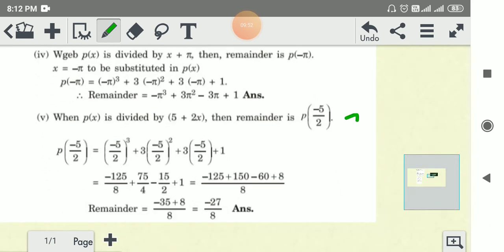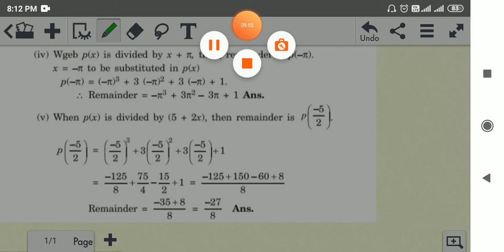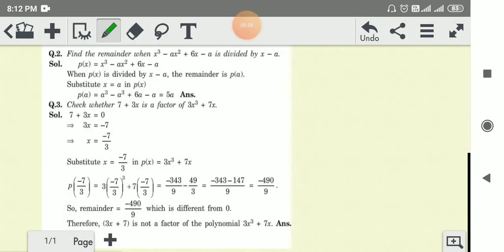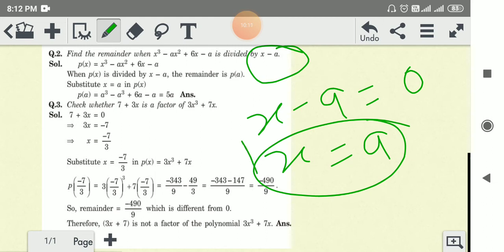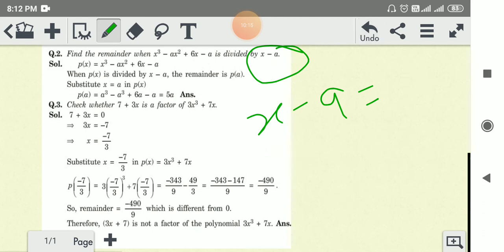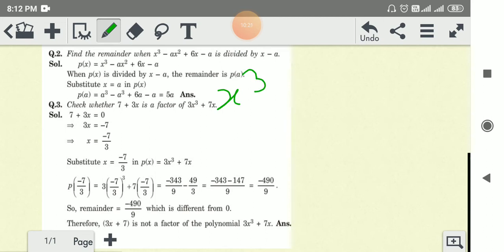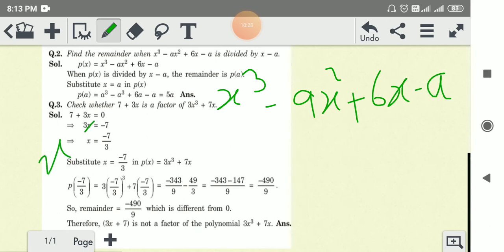Now similarly question number 5. Okay, question number 2 is the same as question number 1. Here this is a dividend, meaning x minus a is equal to 0. Here we get the value of x as a. Now put the value of x in this equation. Okay, so we get it easily. Here the equation is x cube minus a x square plus 6x minus a. The value of x is equal to a.